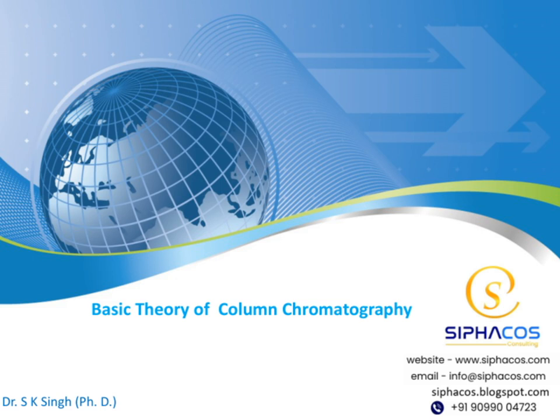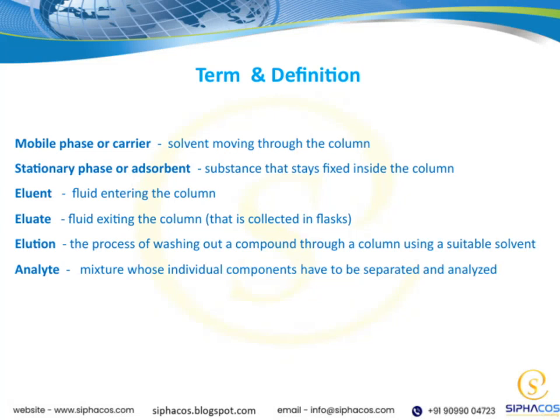Let's get started. Let's go through some key terms and their definitions that are fundamental to understanding chromatography. First, the mobile phase or carrier is the solvent that moves through the column, carrying the mixture with it. Think of it as the vehicle that transports everything along the process. Next, we have the stationary phase or adsorbent, which is the substance that stays fixed inside the column. This is crucial because it interacts with the analytes, helping to separate them based on their different affinities.